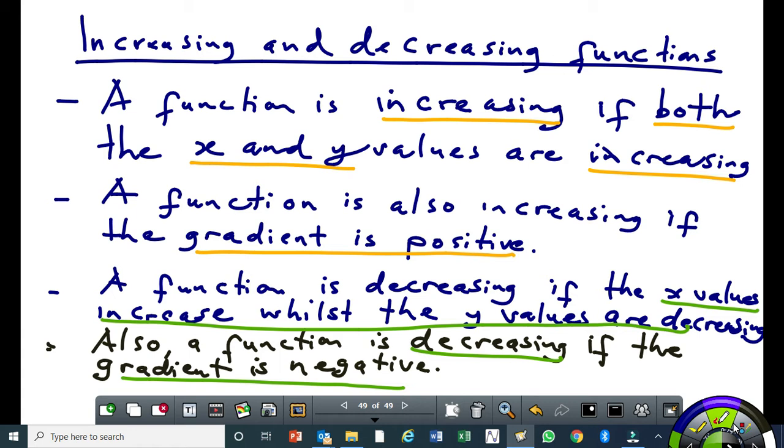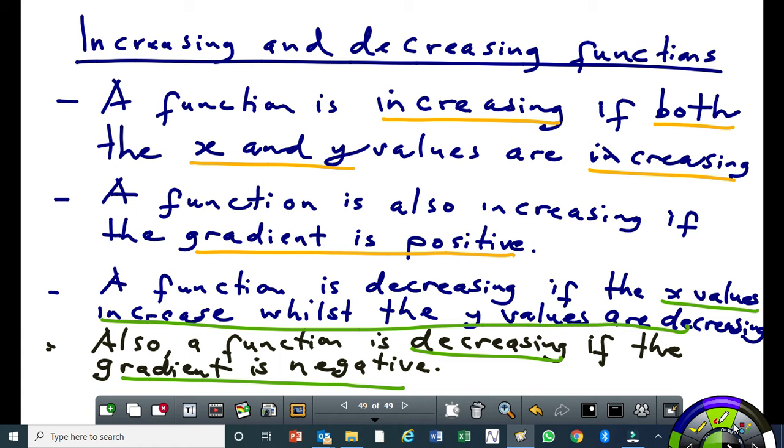Okay, generally the x values will always increase. Okay, but the y values can increase or decrease. So your input values will always be increasing all the time, right? But your y values can decrease, right? So if the y values are also increasing, then we have an increasing function. If they are decreasing, then we have a decreasing function.